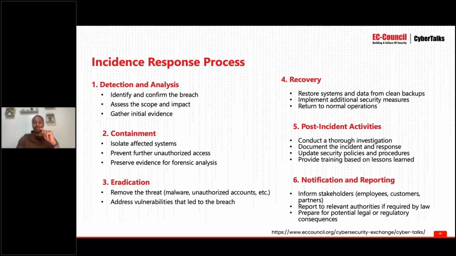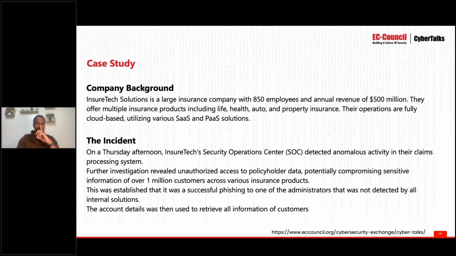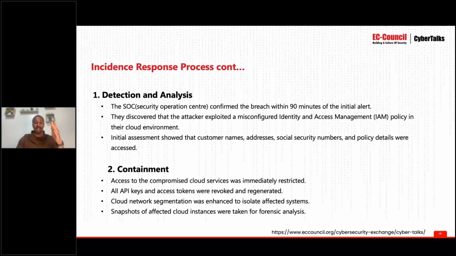It's a case study. I will skip the majority of the case study because of time, because we have about 8 minutes. So this is just an InsurTech, which has 850 employees, and they have quite a number of assets. They have been compromised by anomalous activity, and further investigation realized that there was unauthorized access to policyholder data, which compromises the PII of over 1 million customers. You can imagine the impact that is going to have on them. So they had to do detection analysis, the containment, with all API keys being changed and access tokens revoked.